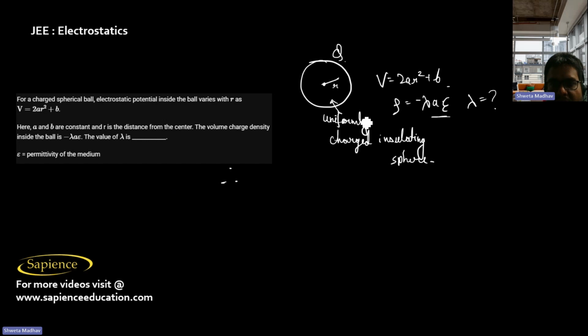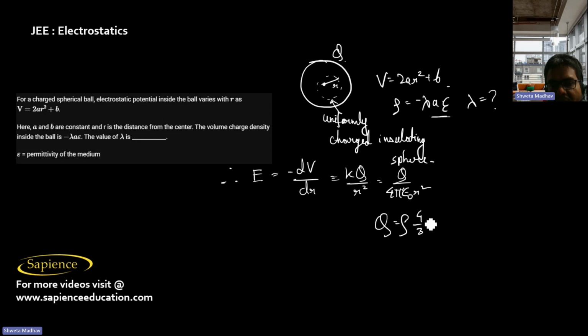So therefore, for an insulating sphere which is uniformly charged, the electric field, if you have to find at any point r, that is given as minus dv by dr, which is equal to kq by r square, which is q by 4 pi epsilon naught r square, and q, that is equal to rho into 4 by 3 pi r cube. So that is rho r by 3 epsilon naught.